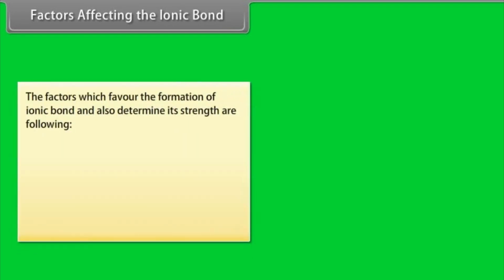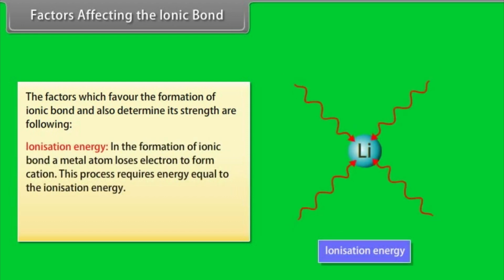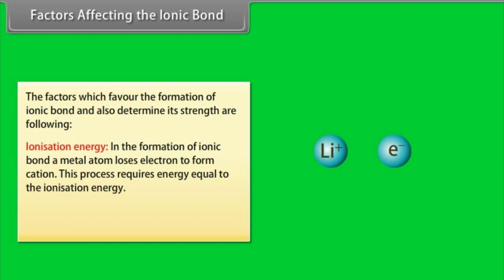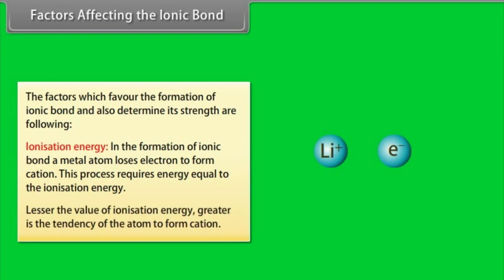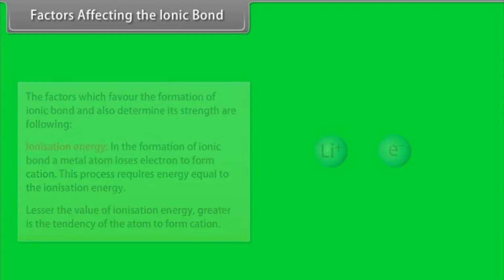Factors affecting the ionic bond. The factors which favor the formation of ionic bond and also determine its strength are the following. Ionization energy. In the formation of ionic bond, a metal atom loses electron to form cation. This process requires energy equal to the ionization energy. Lesser the value of ionization energy, greater is the tendency of atom to form cation.